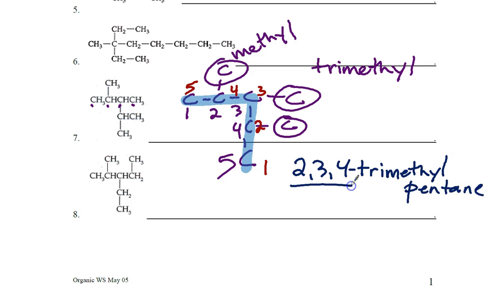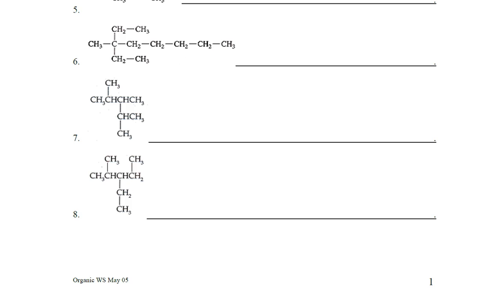So again, I have 3 numbers here. I have to have the prefix tri. If you had 2 numbers here, you'd need the prefix di. If you had 4 numbers here, you'd need the prefix tetra. And methyl means you have 3 methyl groups. One's on the 2, one's on the 3, one's on the 4, and they're all connected to this pentane group. Let's look at this last one.